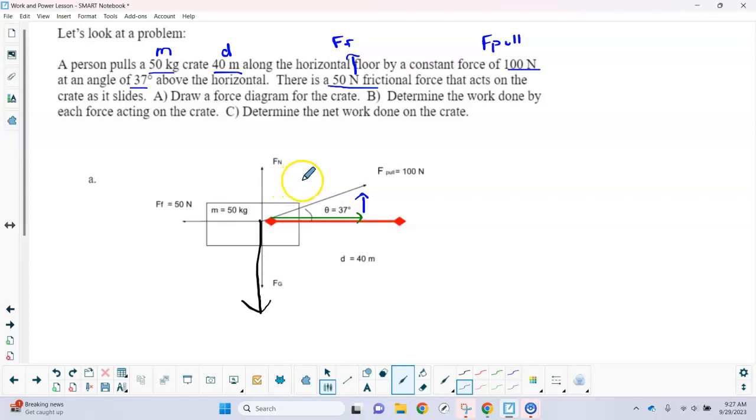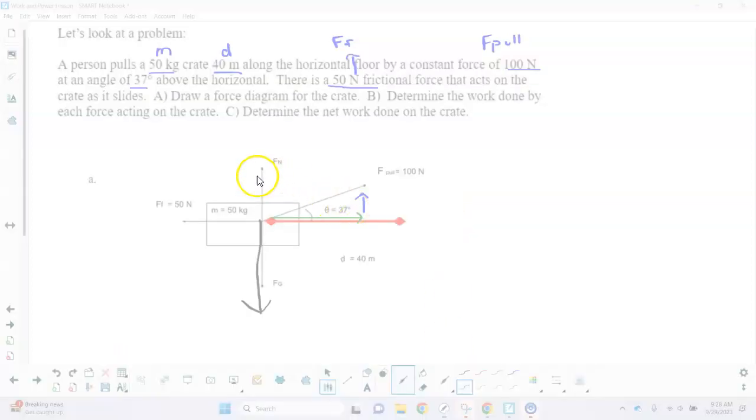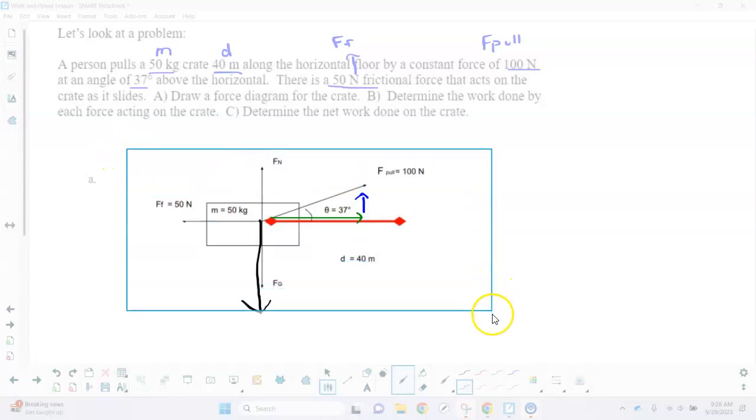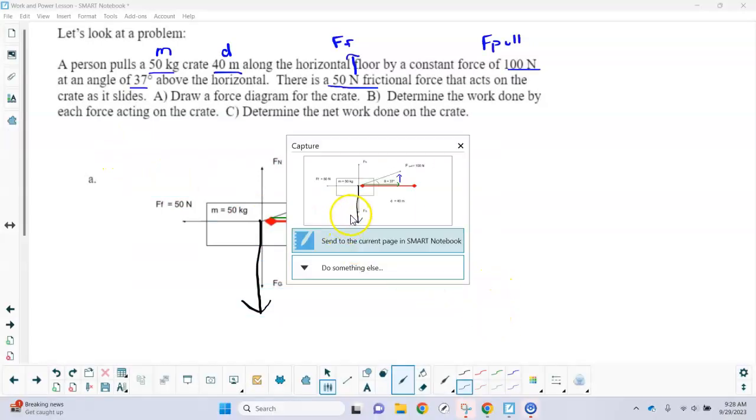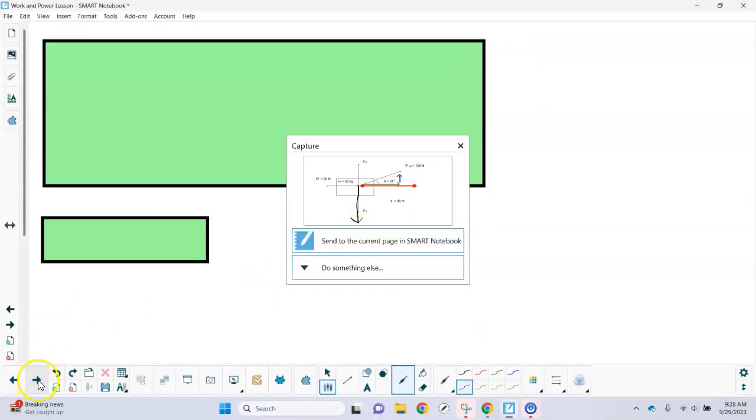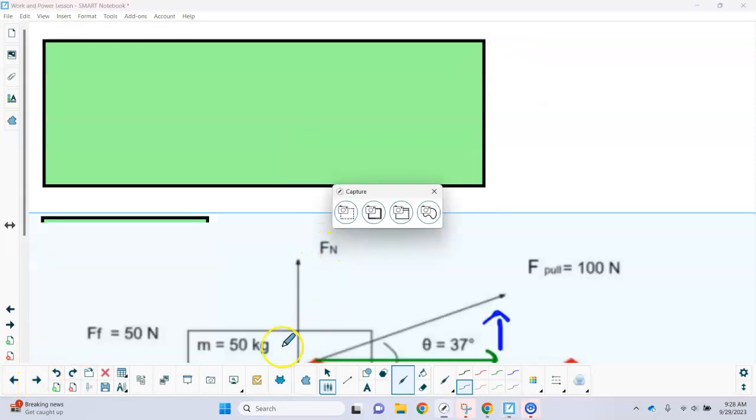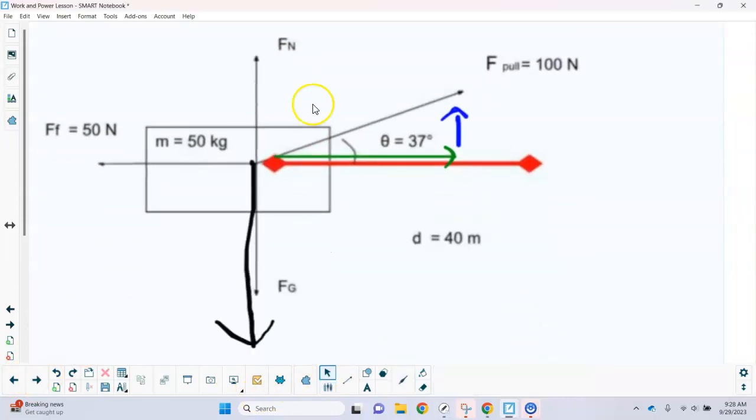So figuring this out, we can look at the forces that are acting and what we're going to do for each one of those forces to determine the work done. So looking at this picture is going to be helpful. I'm going to take another snippet of it and bring it to the next page because it's easier than flipping back and forth. All right, so here we go to the next page, and let me shrink this a little bit.